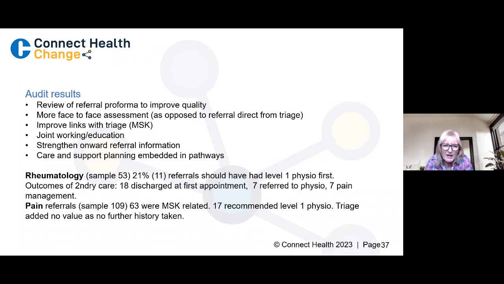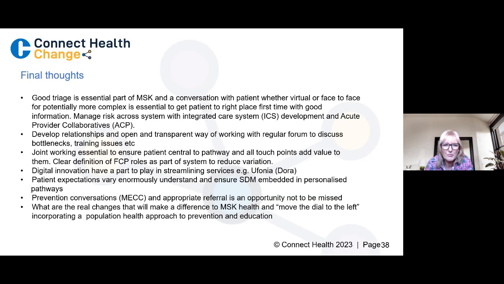The outcomes from secondary care after the rheumatology patients were 18 were discharged at the first appointment, which suggests that potentially there could have been another opportunity there. 7 were referred to physio and 7 were referred to pain management. So I think just looking at that made us think, well, actually, maybe there are some opportunities here for more joint working. So if we just move on to the next slide, which should be the last one.